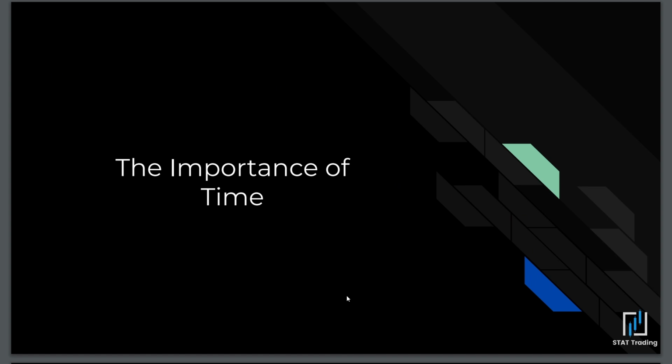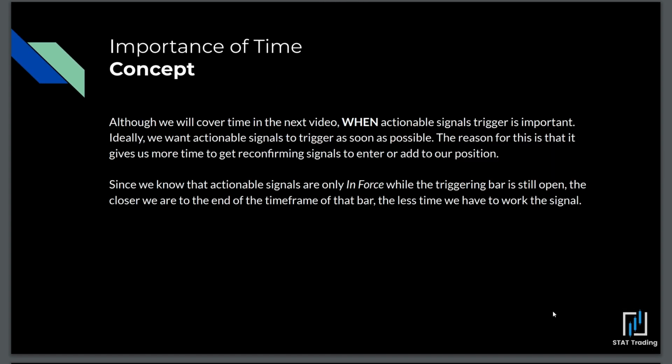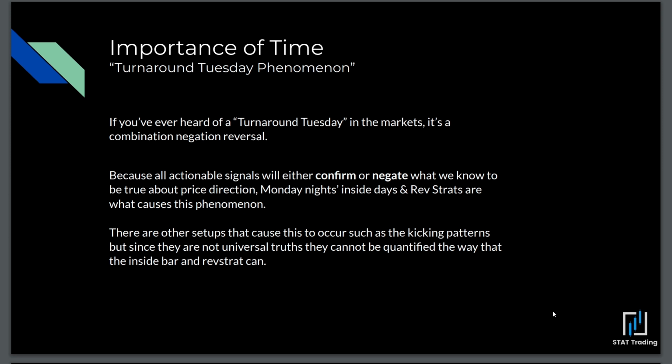So now let's talk about the importance of time. So although we will cover time in the next video, when actionable signals trigger is extremely important. Ideally, we want actionable signals to trigger as soon as possible. The reason for that is that it gives us more time to get reconfirming signals to enter or add to our positions. Since we know that actionable signals are only in force while the triggering bar is still open, the closer we are to the end of the time frame of that bar, the less time we have to work that signal and make some money.